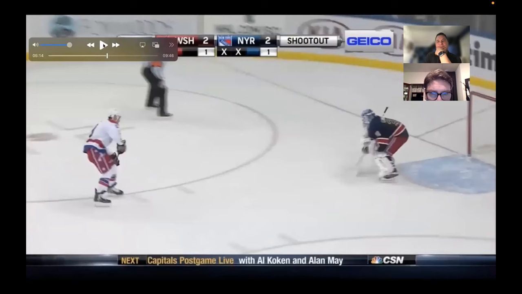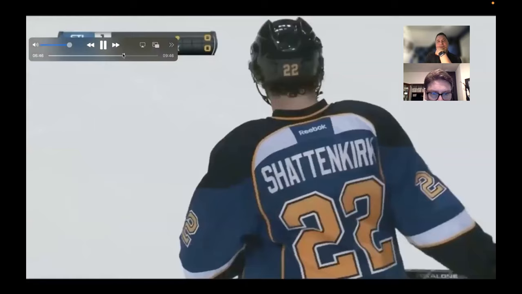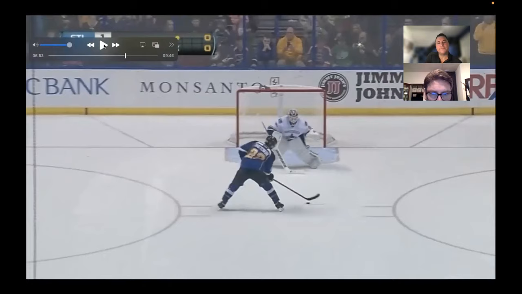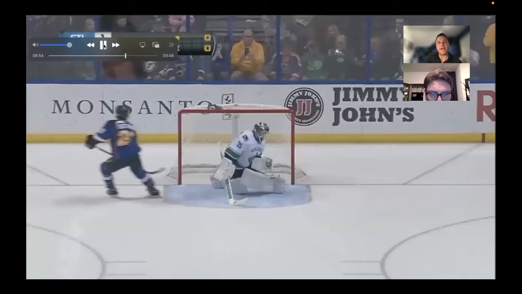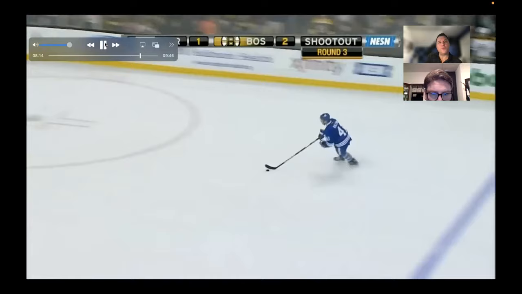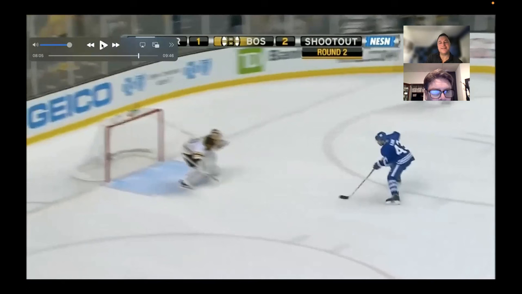Right, there's Lundqvist. Pretty close. Let's go again. I'll just move it ahead to another goalie. Right, can't really see on this one as much, but you get the idea. Let's go again one more time. As soon as they get to that first hash mark, let me just... I don't know if I'll be able to do it, but we'll see. Almost, but you get what I'm saying. There's Tuukka Rask now. We'll go one more.